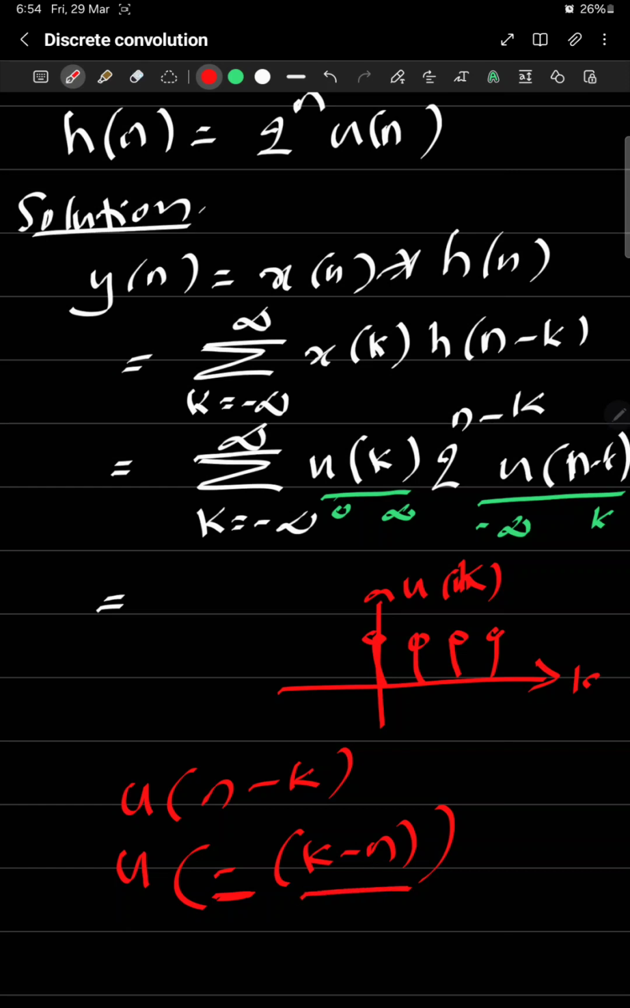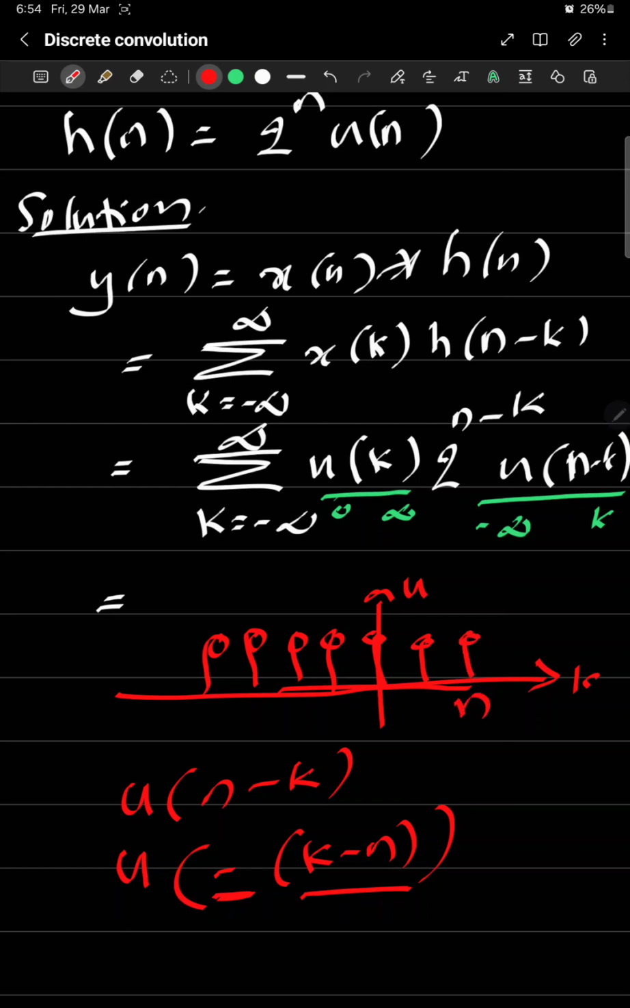When you perform reversal of the sequence, you will get this one. This is the reversed sequence. And when you right shift it by n units, this is how the signal will look. So the signal span will be from minus infinity to n. That is what we have mentioned here: minus infinity to, it's not k, it's minus infinity to n.